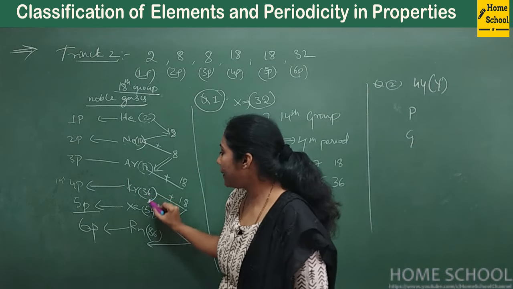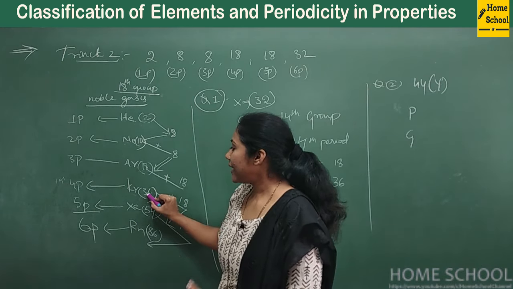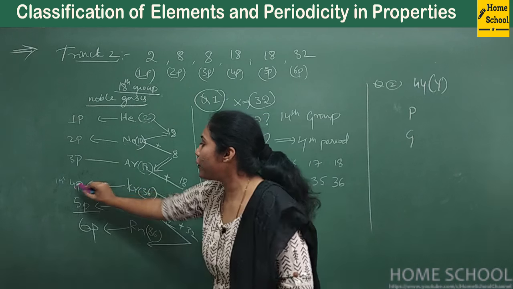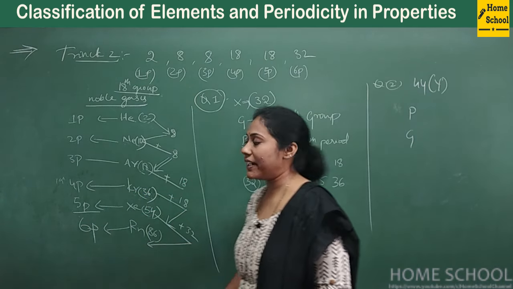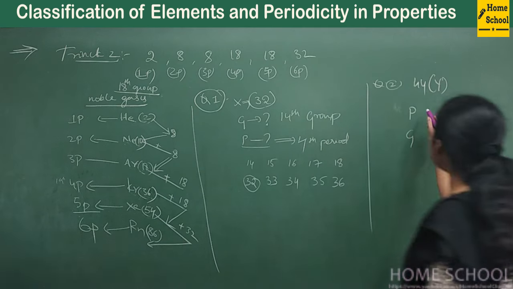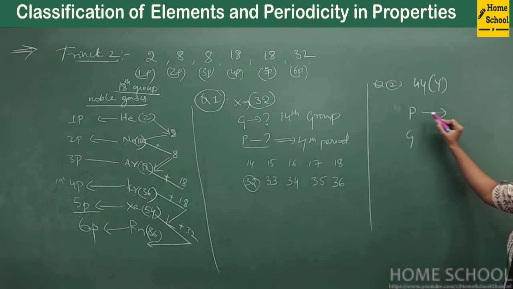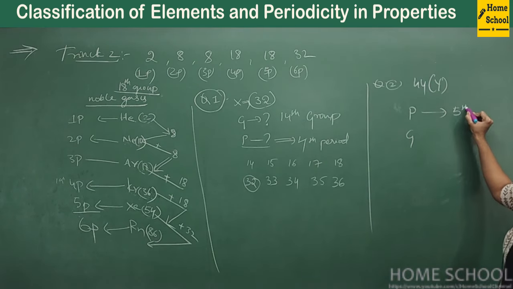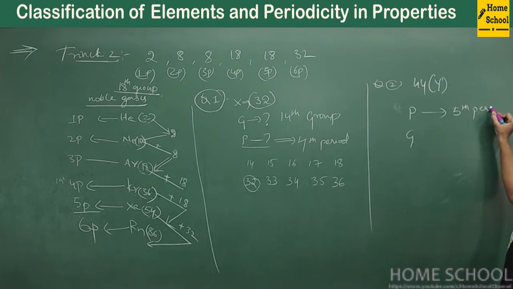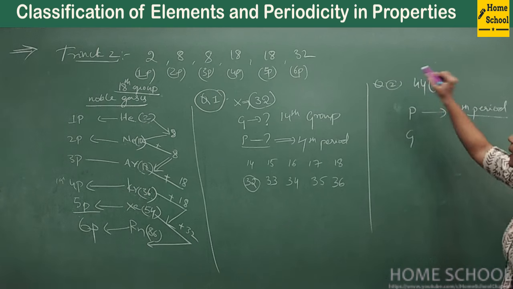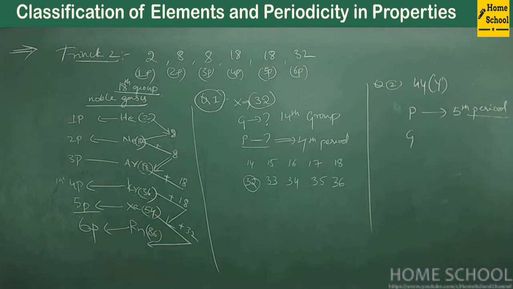Because it's coming between 36 and 54. 36 is only the last for the fourth period. So from 37 onwards, it will come in the fifth period. Right? So the period number is very easy to identify. So the period number is the fifth period. The element with atomic number 44 will come in the fifth period.